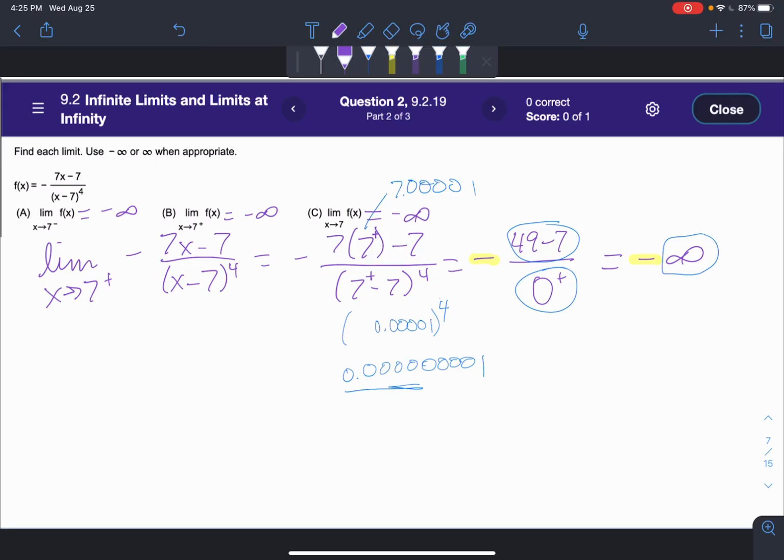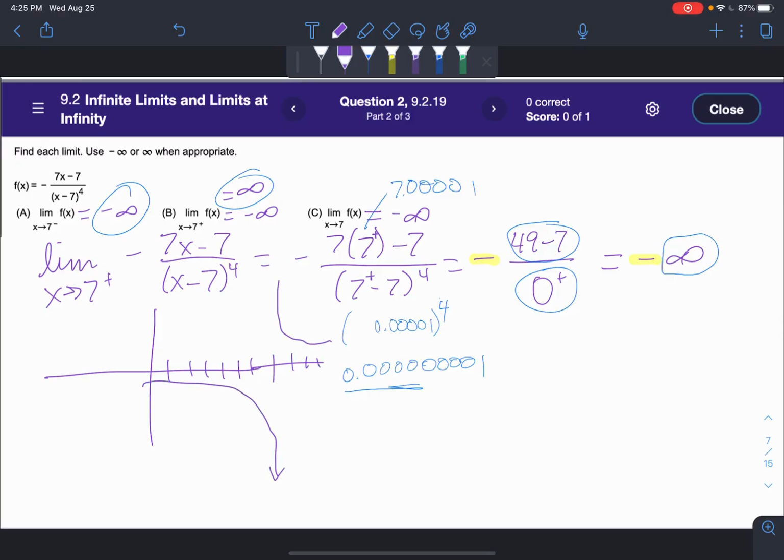Okay, let's say you, for some reason, got infinity, like for a different function. So you have negative infinity here, but you have positive infinity there. So graphically, that would look like, so from the left, my function goes down to infinity, but from the right, my function goes to positive infinity. Then the overall limit would not exist.